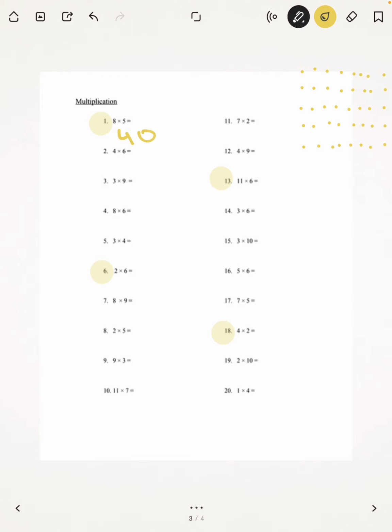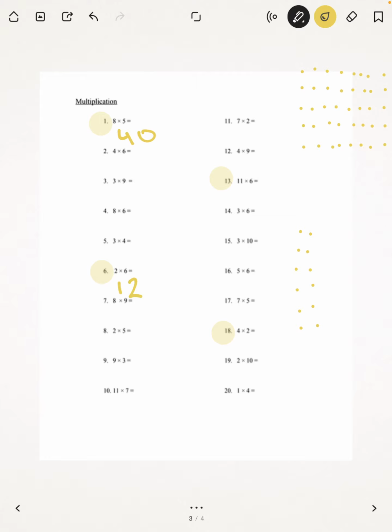Okay, 2 times 6. That basically means 2 plus 2 plus 2, 6 times, or you could do 6 plus 6, which would be easier. Or you could solve it right out, like 1, 2, 3, 1, 2, 3, 4, 5, 6, and oops. What am I doing? Okay, so if you count that up, that equals 12.